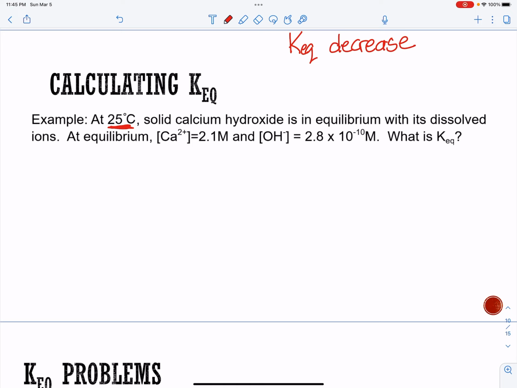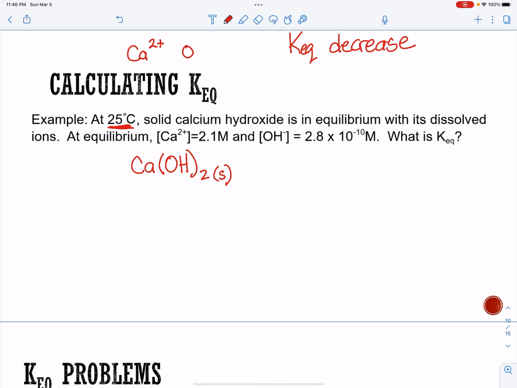I'm going to start this problem by writing out the equilibrium equation for what happens when calcium hydroxide dissolves. So I'm going to start with solid calcium hydroxide. My formula for calcium hydroxide is Ca(OH)2. If you didn't know that formula, go back again to our periodic table. You'll notice that calcium is an alkaline earth metal, and alkaline earth metals tend to donate 2 electrons, and so they take on a positive 2 charge.